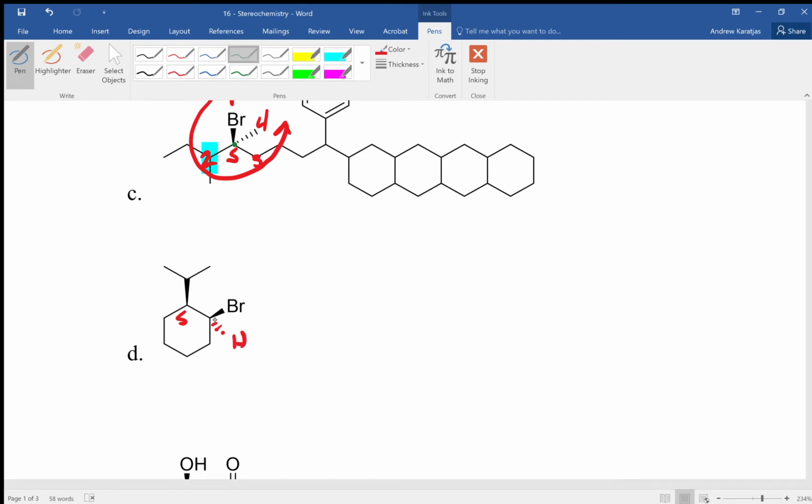But at our other chiral center, the bromine is higher priority than the 2 carbon groups. Again, our hydrogen is 4th. To the left, we have a carbon bonded to 2 carbons. That's higher priority than carbon bonded to 1 carbon. Counterclockwise, also S.